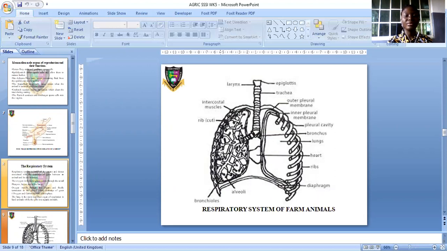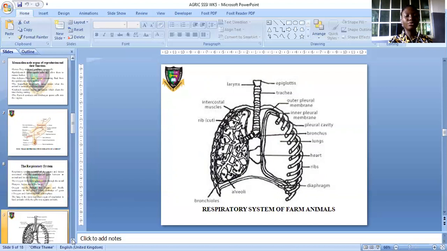This is the rib, and the rib serves as protection for other organs like the lungs, the bronchioles, the heart, the diaphragm. All these delicate organs of respiration are suspended in the rib here. You have the pleural cavity, inner pleural membrane, outer pleural membrane. The main organs of respiration in farm animals are the larynx, the trachea, the lungs, and the pharynx. I hope you understand.